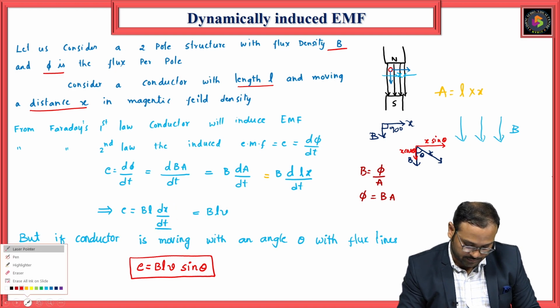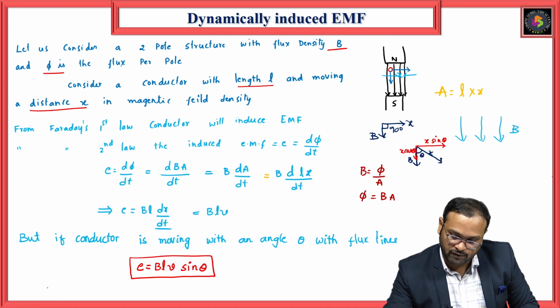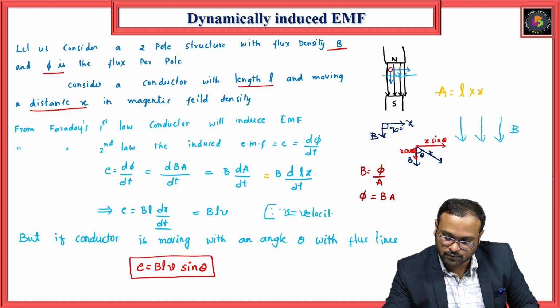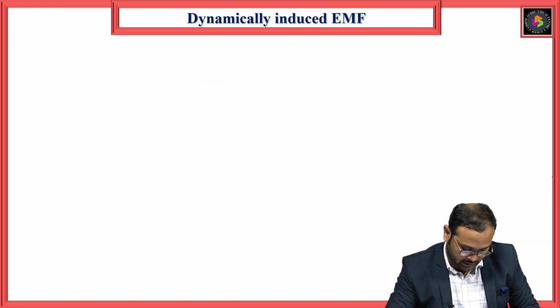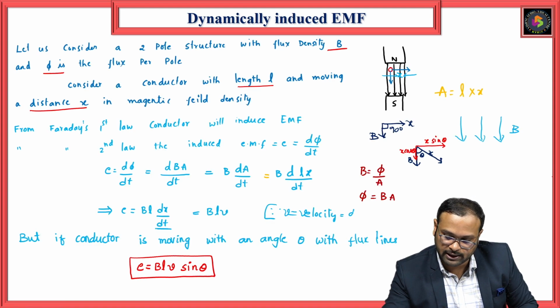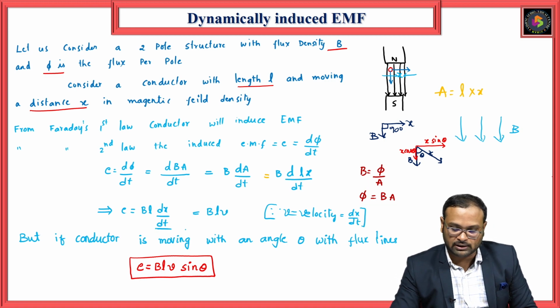We have to mention that V is the velocity, in brackets V is equal to velocity, which is equal to dx by dt. Velocity of the conductor is dx by dt. So we substituted that one, and then we got E is equal to BLV.